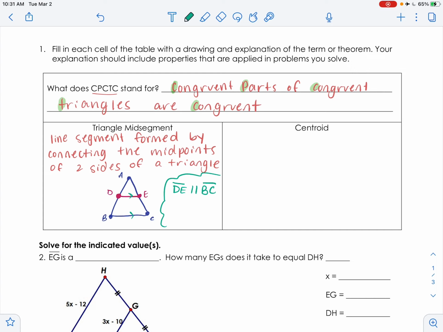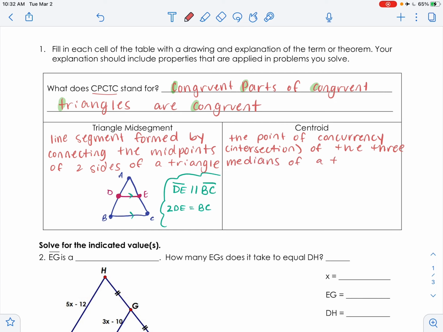There's another property that relates those two, and that is that two of the midsegments would make up the length of that third side. And so we can write an equation that says 2 times the midsegment equals the length of the third side. The next one that we have is the centroid, and the centroid is the point of concurrency or intersection. That's what that word means, is just the intersection of the three medians of a triangle.